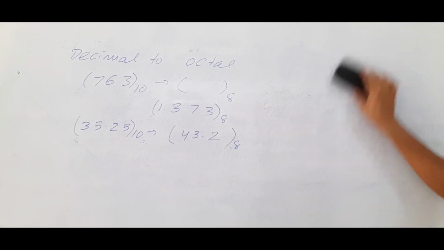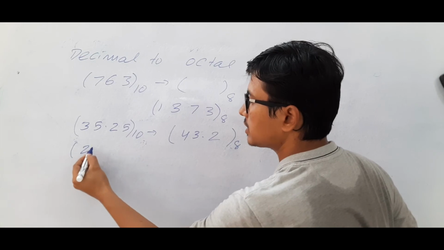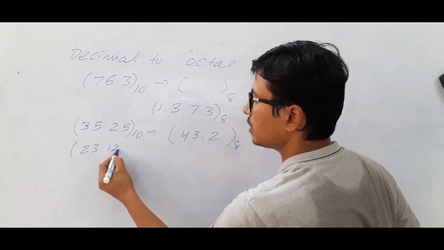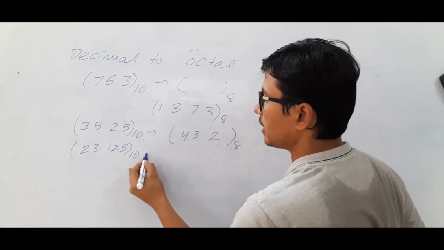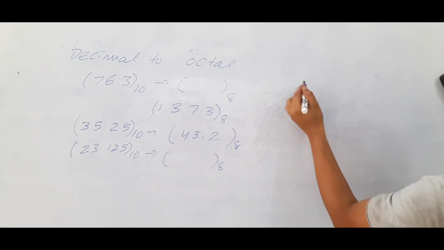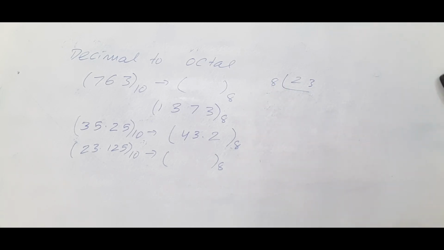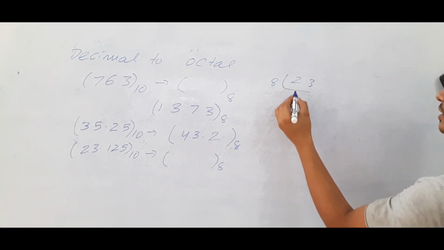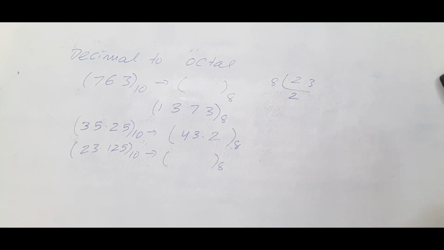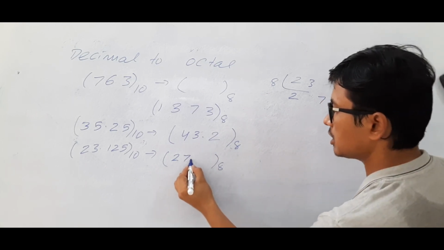Or let me take another example to avoid the confusion or whatever doubts you have. Let's take 23.125 base 10. I want to convert it into base 8 format. So 23 I want to convert into an octal number. What will I do? 8 2s are 16 and you will have the remainder as 7. So 2 is the MSB and 7 is the LSB.